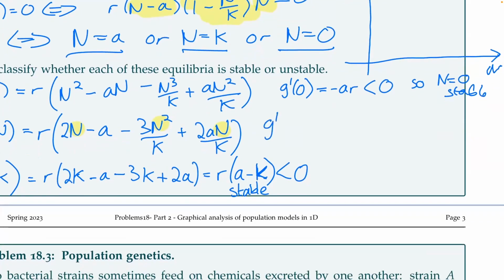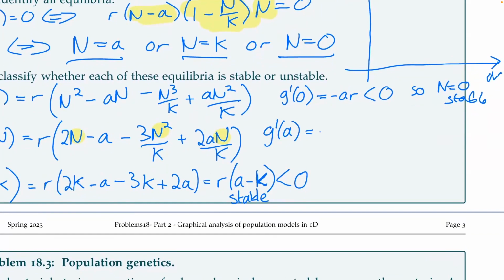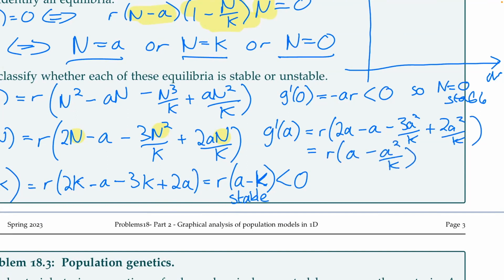And then the last one we have is g prime of a. So here we're going to have r times 2a minus 3a squared over k plus 2a squared over k. So this one's a little bit more complicated. We have a 2a minus an a, which is just going to be an a. We have minus 3a squared over k plus 2a squared over k, so we just have minus a squared over k. So we have r times a, so that's the 2a minus a. And then the squared terms, we'll just have an a squared over k. So we have minus a squared over k there.